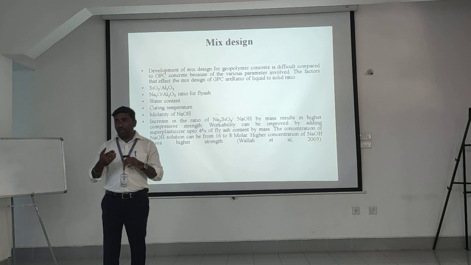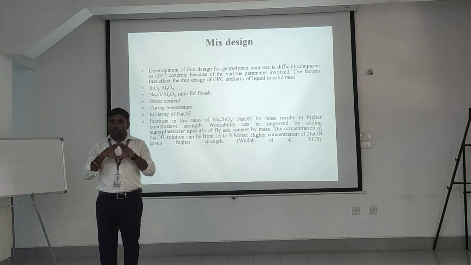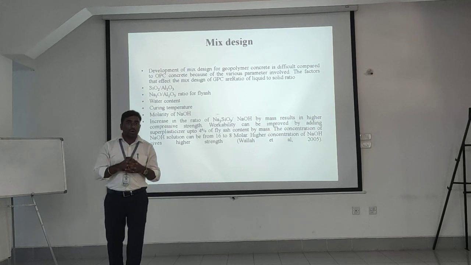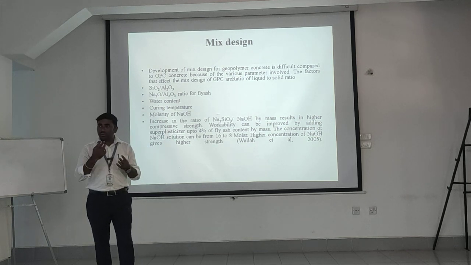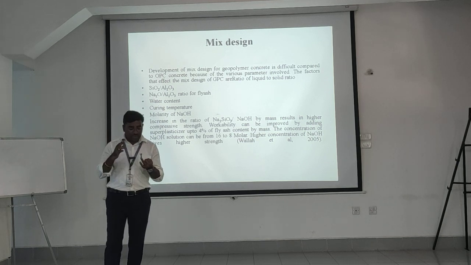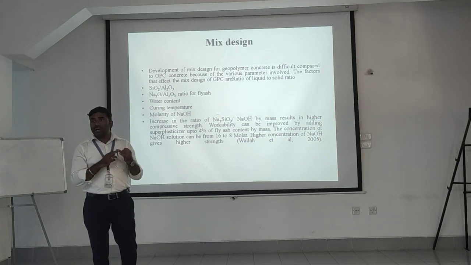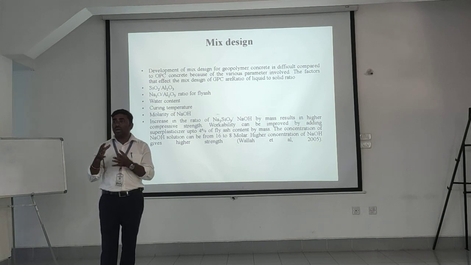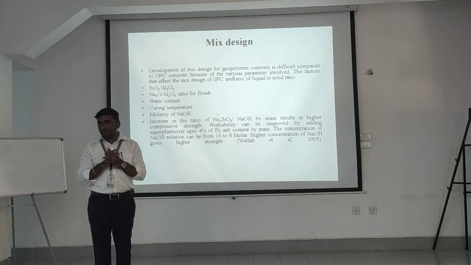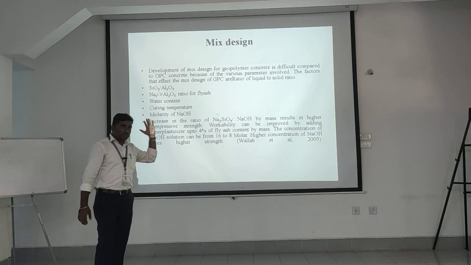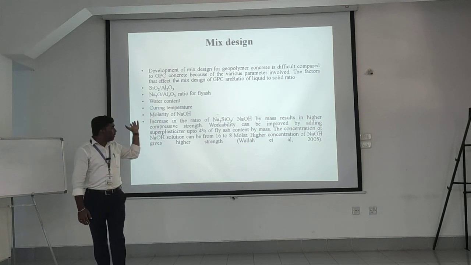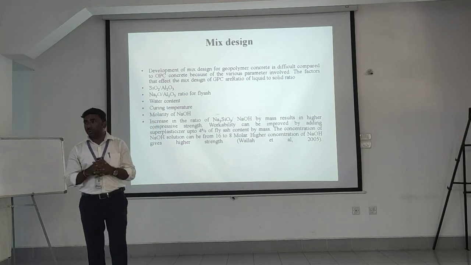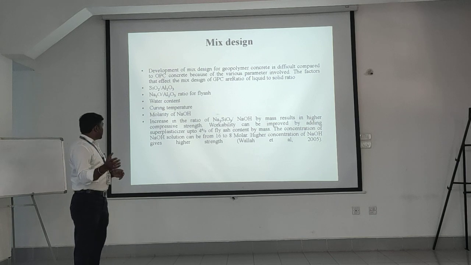Okay. So to make that M20, M30, M40, we have to calculate the quantity required. Quantity required means fly ash, fine aggregate, coarse aggregate, as well as chemicals, alkaline solution, superplasticizer. How much quantity we have to use to get those strengths. Okay, so this geopolymer concrete can be designed up to M70, that means 70 Newton per mm square. Okay, next.